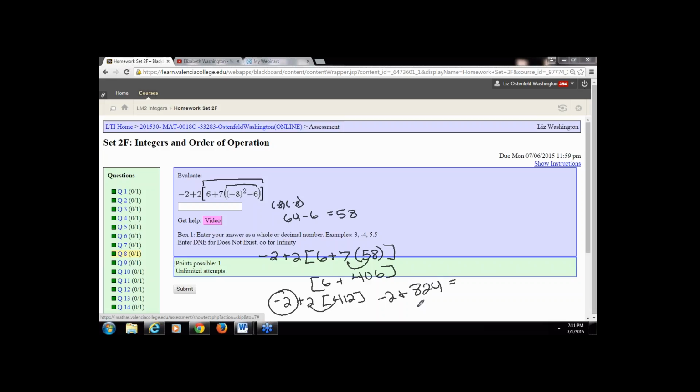No, I'm not going to add. Very good. I'm going to actually subtract because they have different signs. I have a negative 2 and a positive 824, so my final answer is going to be a positive 822. Keep the higher sign. Very good, guys. Any questions on that one?